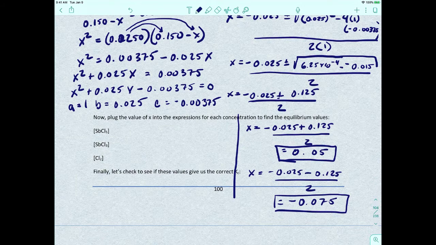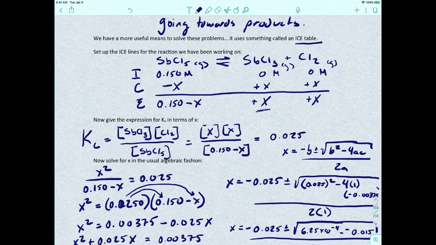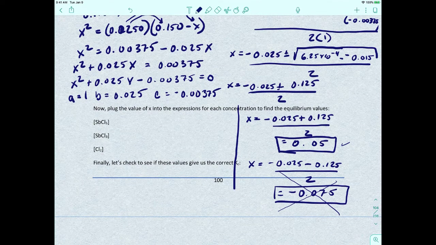Now, we've got to throw one of these away because remember, the equilibrium expression says this: x should be positive. The concentration of SbCl3 is going to be plus x. The concentration of Cl2 is going to be plus x. You can't have a negative concentration. It's not possible to have a negative concentration. So right off the bat, our second answer doesn't make sense physically. Therefore, only one potential answer could work, and so x has got to be 0.05.